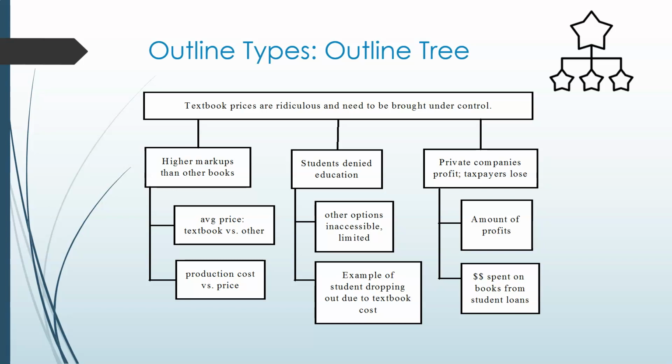Then each of those has 2 supporting facts, reasons, or examples. This would be an 8-paragraph essay, the introduction and conclusion, plus 1 paragraph for each of the 6 boxes at the lowest level.